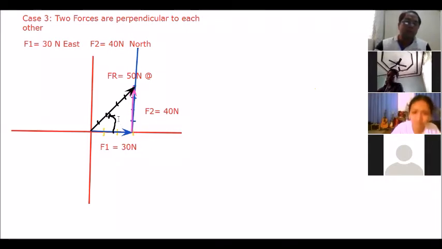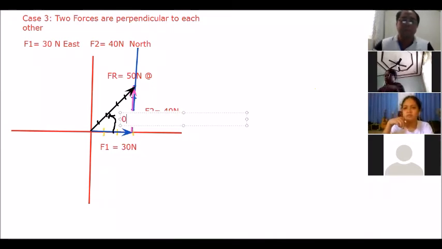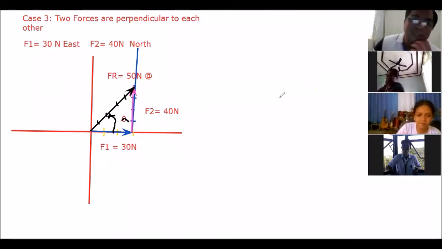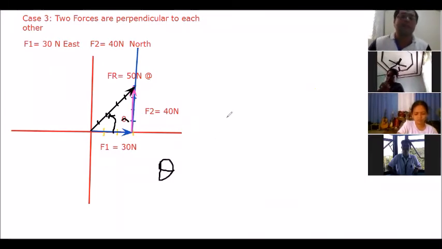So how much is our theta? 55 degrees, sir. So theta is indicated usually by something like that. So it's something like this, the theta. Something like that.